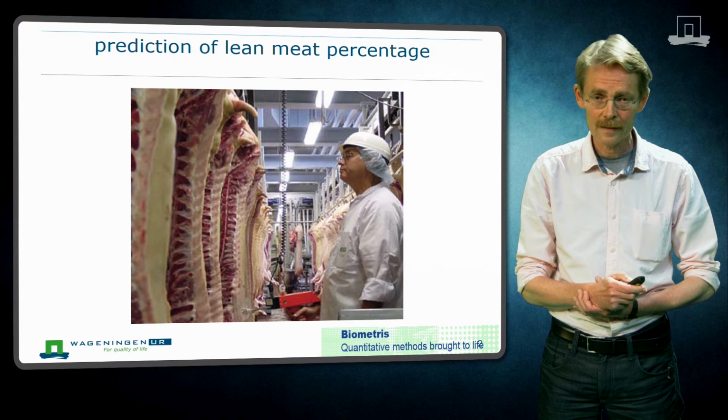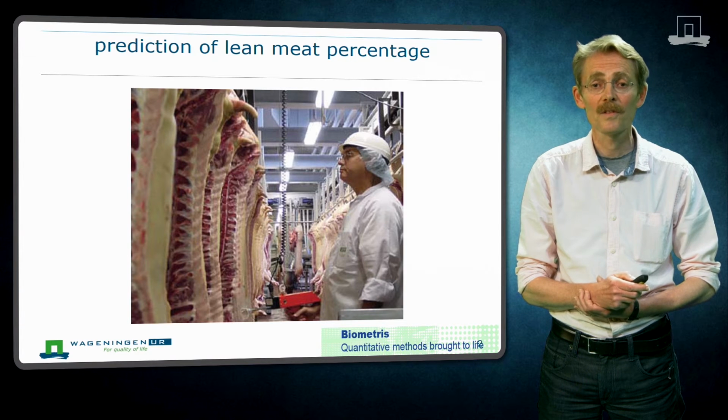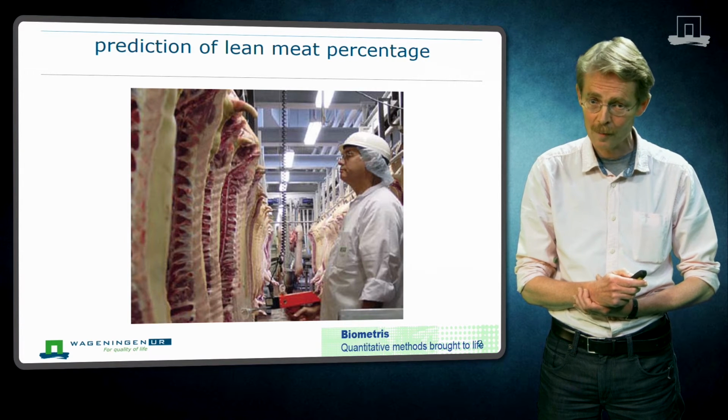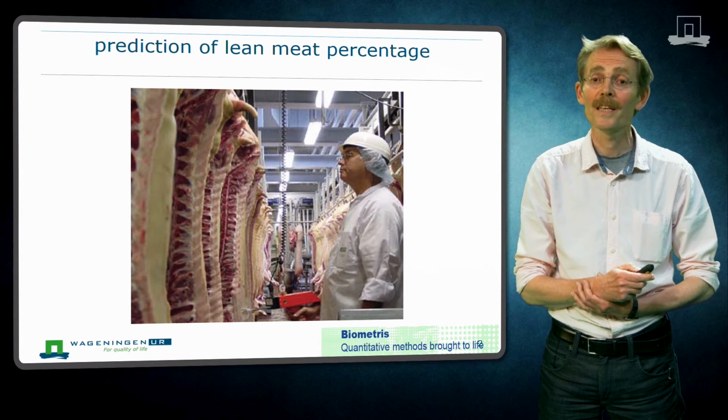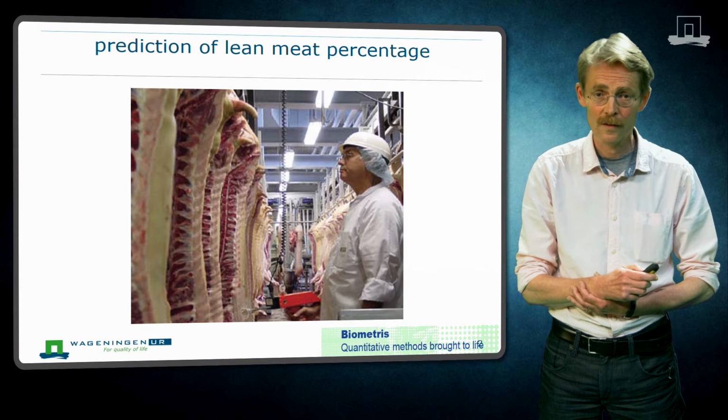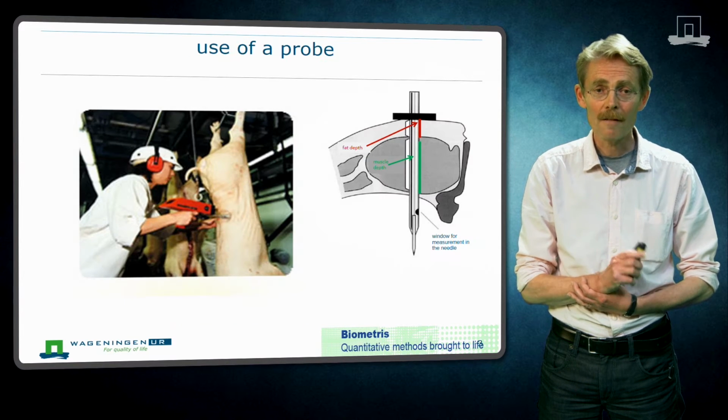So in the slaughter line, the lean meat percentage is predicted, and the predicted lean meat percentage is used for payment towards the farmers. And of course the prediction has to be accurate, otherwise it wouldn't be fair towards the farmers.